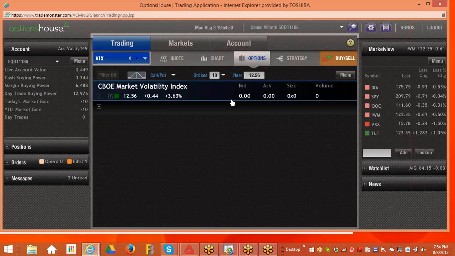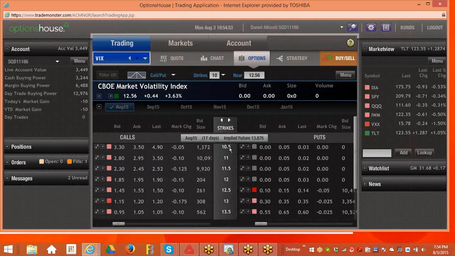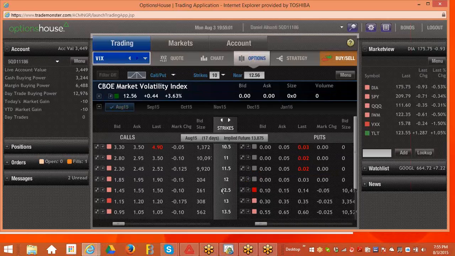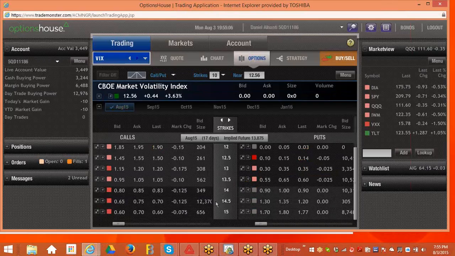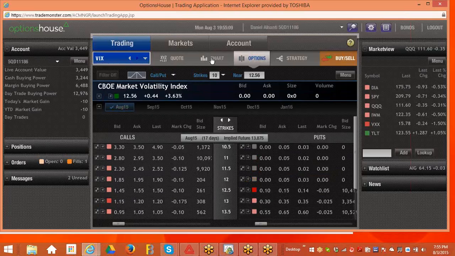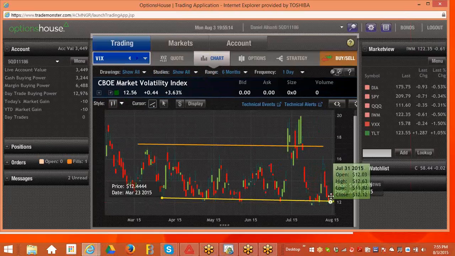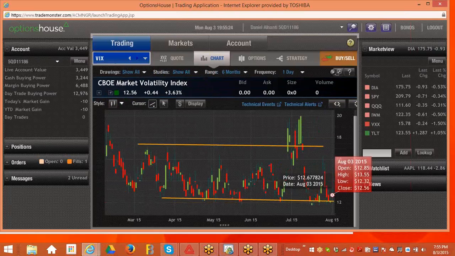So you go over to the option side. Options house actually makes this really easy. On your phone, it's easy too. So now you see that, all right, let's say we wanted to, again, look at the chart. Like I did today, I saw that it was at 13 for a little bit, but then it came back down and I caught it in the 12s, right around that point.